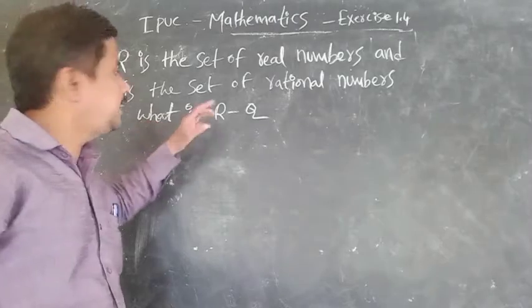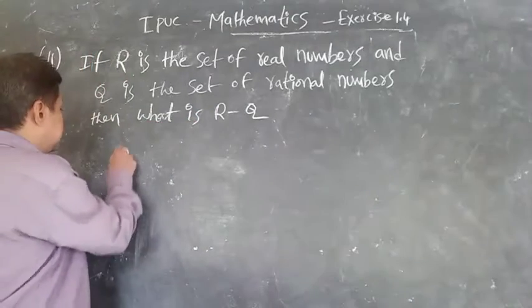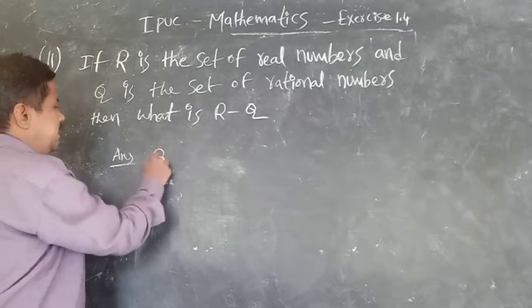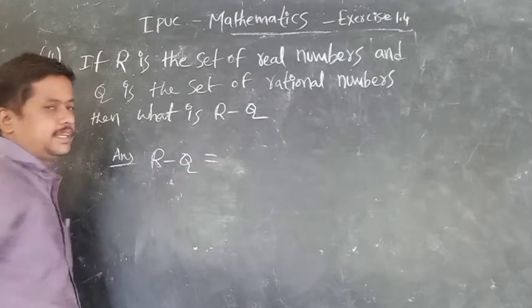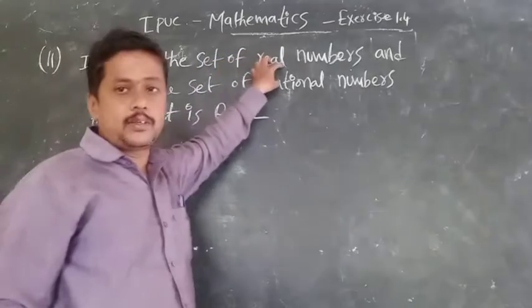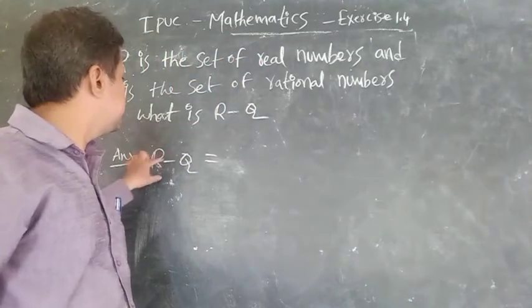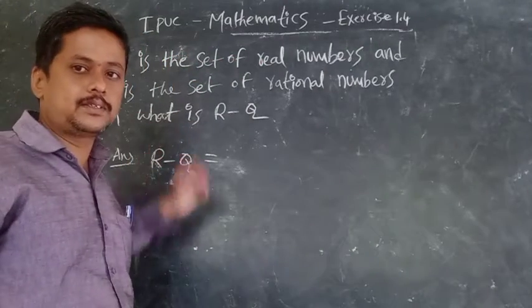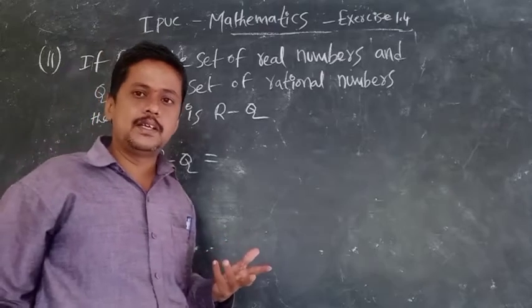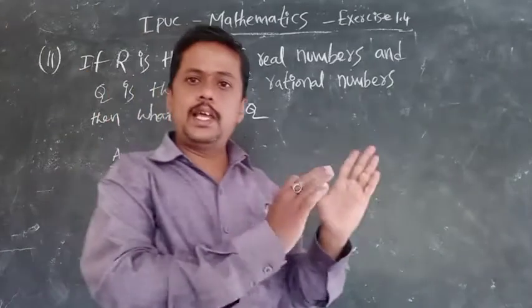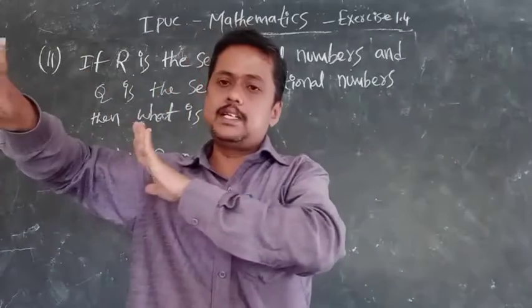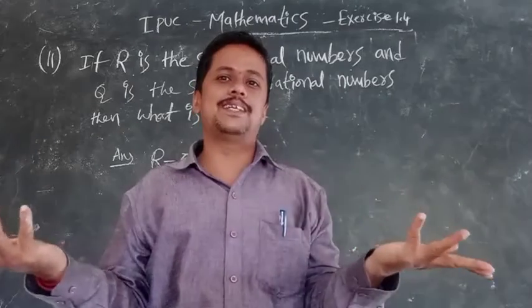Then what is R minus Q? So the answer is very easy. R minus Q means real numbers minus rational numbers. Real numbers, if we remove all rational numbers, what do we get? Irrational numbers. That is very easy.